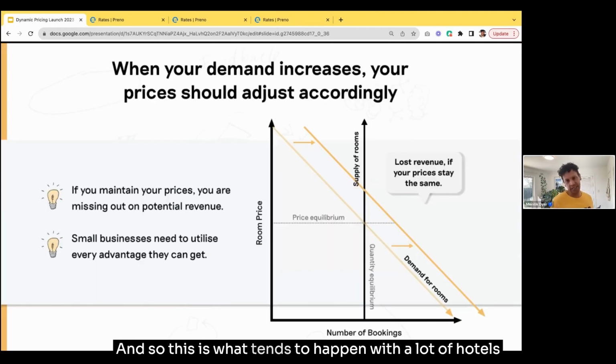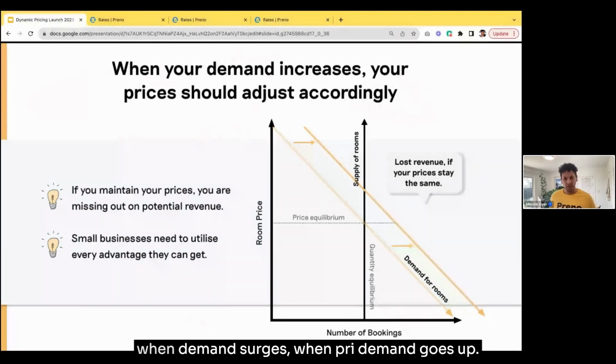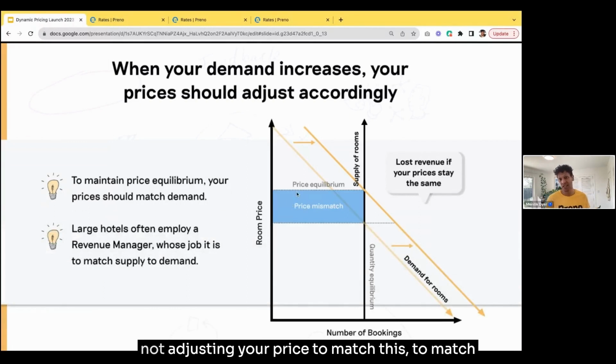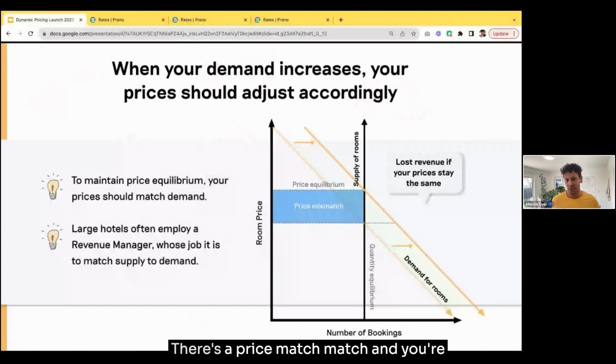And so this is what tends to happen with a lot of hotels. When demand surges, when demand goes up, a lot of our customers will keep their prices around the same, which means they're missing out on potential revenue. Our customers are small businesses, and you need every advantage you can get. What we have learned is that if you're not adjusting your price to match the new demand, there's a price mismatch and you're missing out on revenue right there.